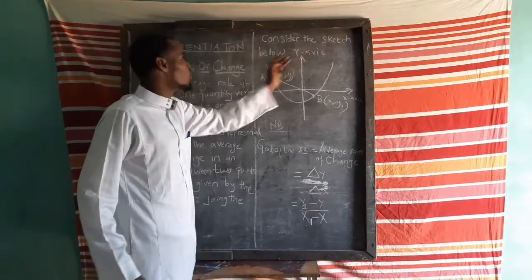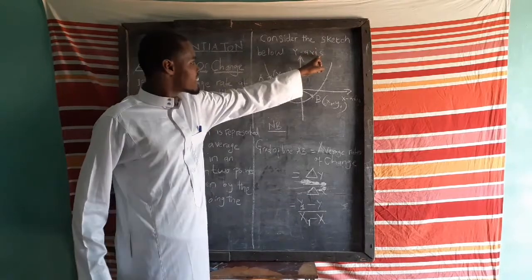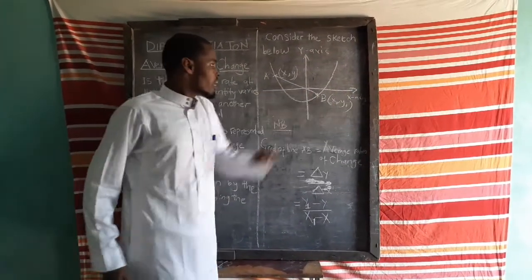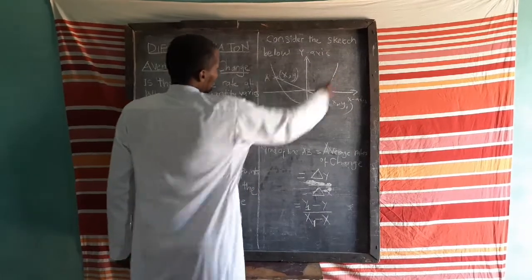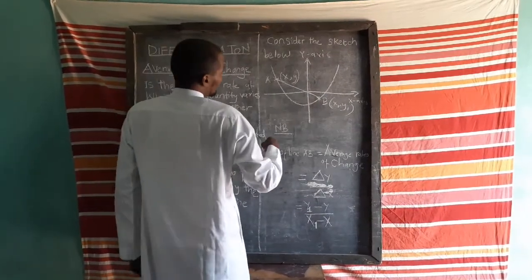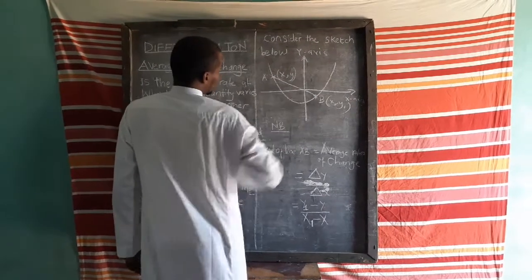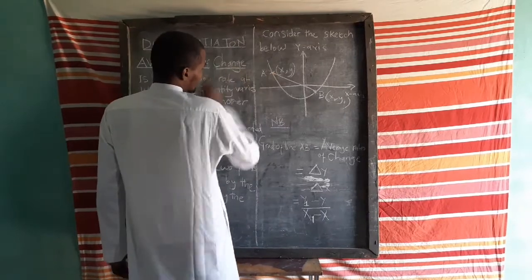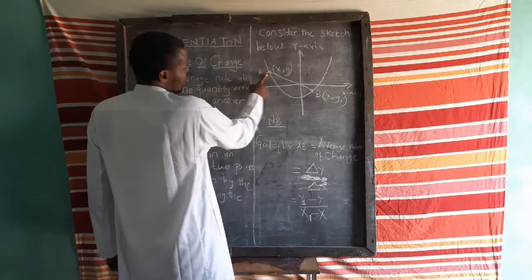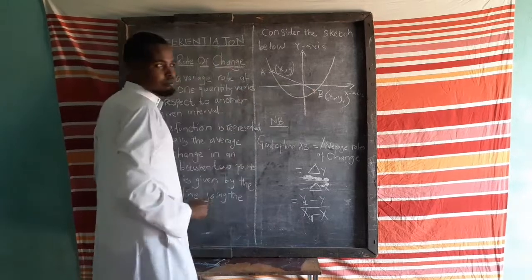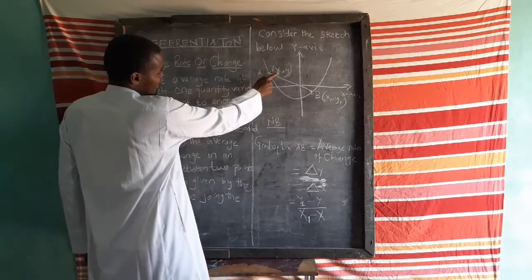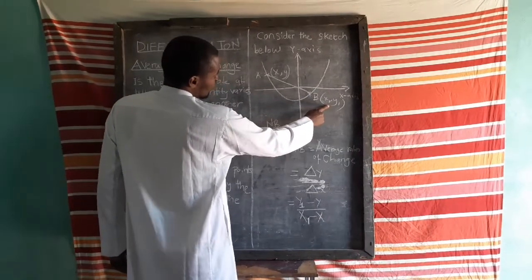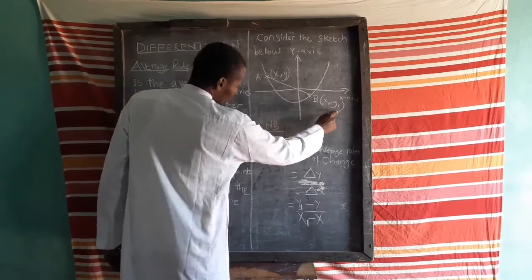Consider the sketch below. We have the y-axis, we have our x-axis, we have a curve. Let's say we have just a curve, this is a sketch, and in this curve we have picked 2 points. This is our point A and this is our point B. Our point A is (x, y), while our point B is (x1, y1).